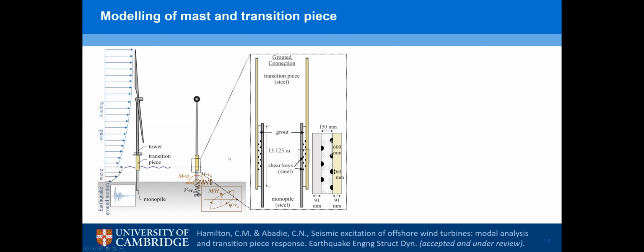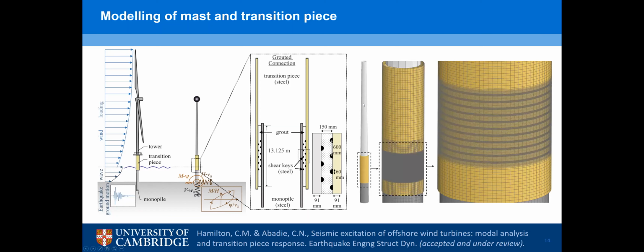And this is a sort of detailed thing that we're trying to model for the transition piece. There are 4 types of transition piece currently on the market that are used, but the grouted connection holds really good chances of being used in seismic areas. So we started our analysis with this.